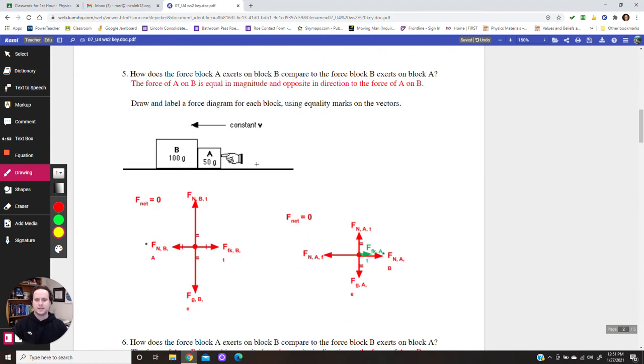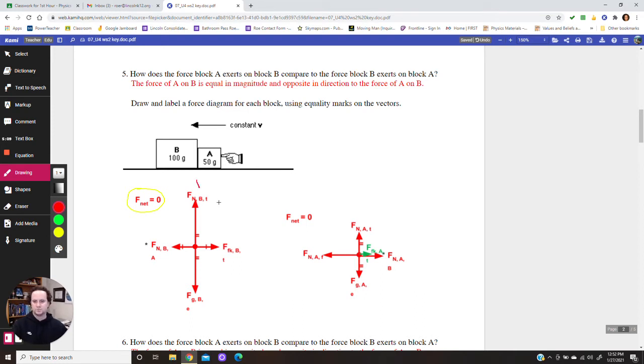Same thing here, but we've got it moving in the horizontal direction. We've got constant velocity, so still no acceleration, meaning our net force needs to equal 0. And we're going to draw these boxes. Now they've done them a little bit differently. I'm trying to keep them in orientation of what they are.